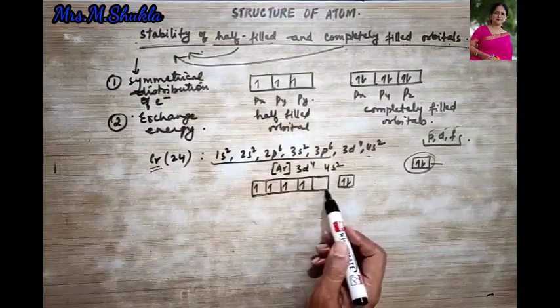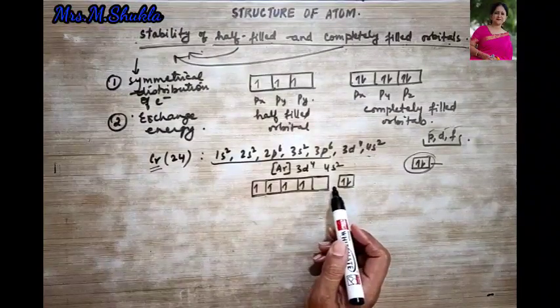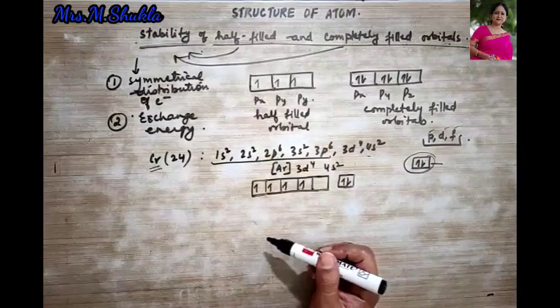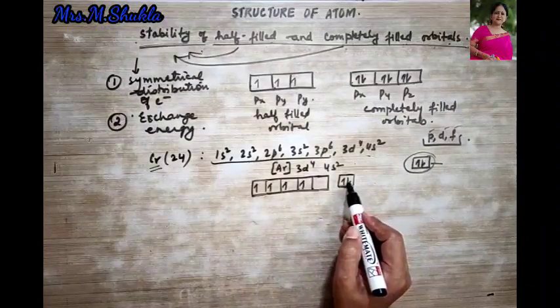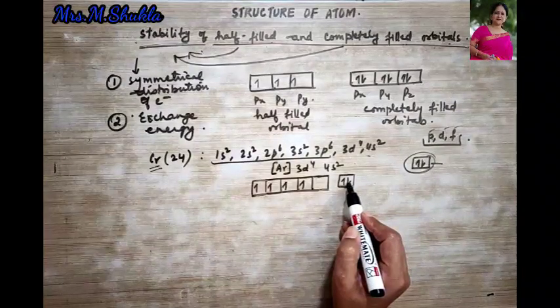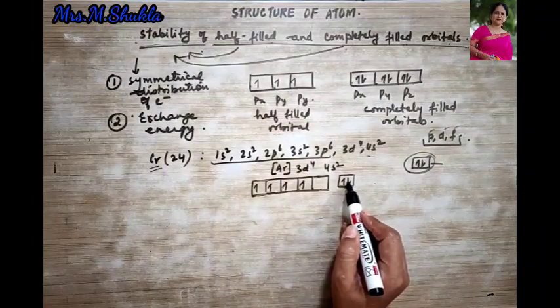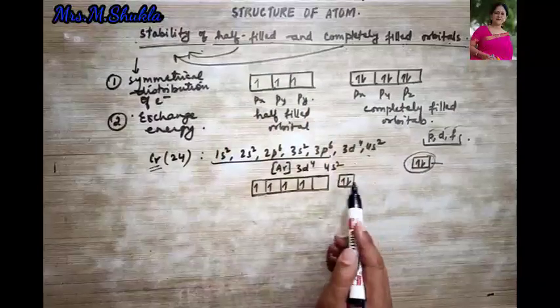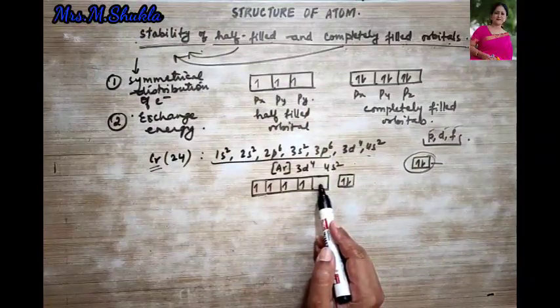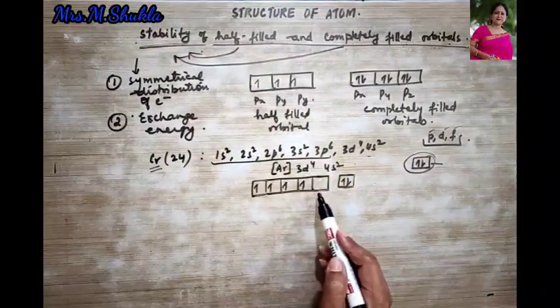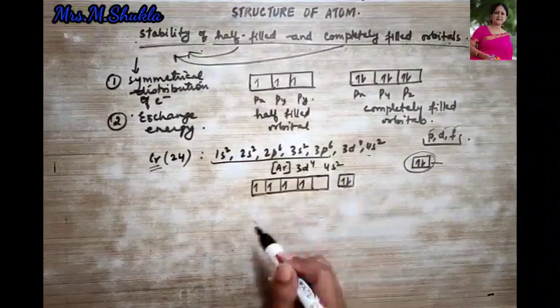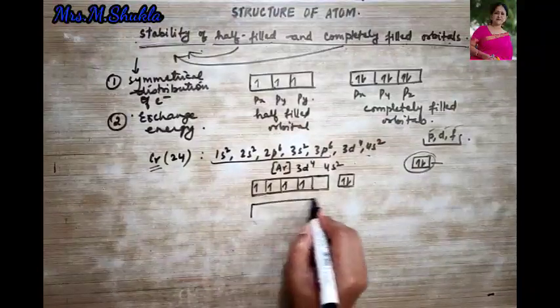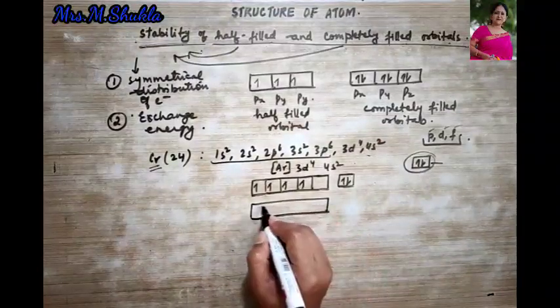So now how is it going to become stable? By showing half filled orbitals. So what can be done? If we take away one electron from the s orbital, what will happen? The s orbital will still be half filled and stable, and it is also going to help the 3d orbital get stable. So instead of this, what are we going to do then?